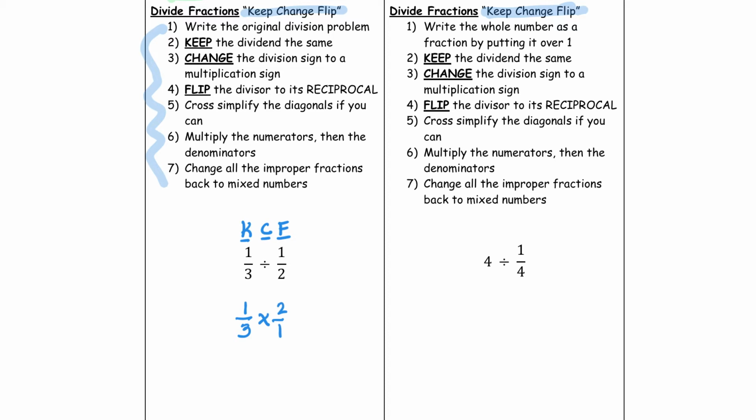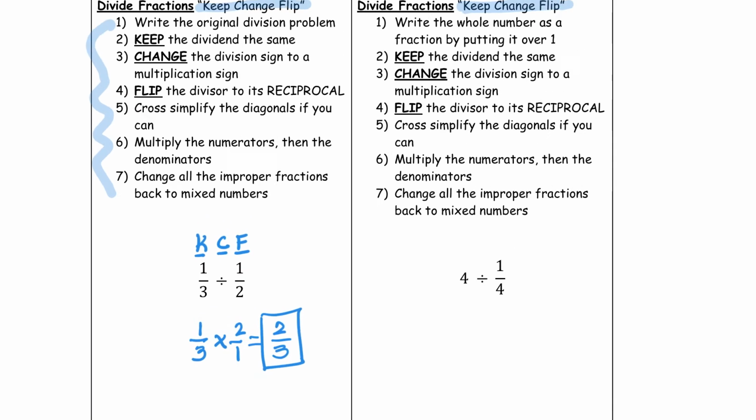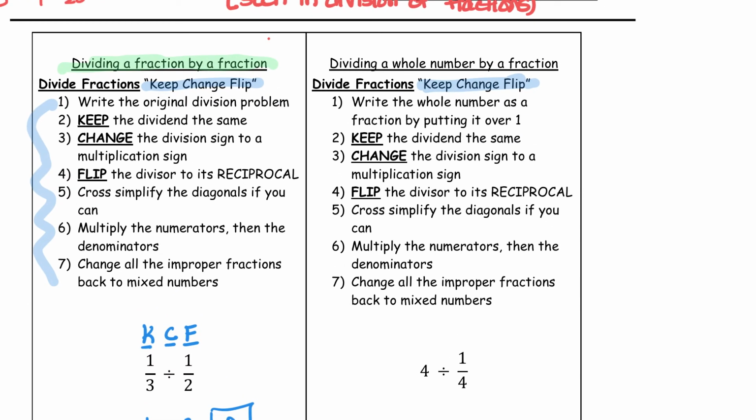But guess what the biggest mistake is that kids make? They start flipping everything and changing everything. So you really have to be on your toes, and you really have to pay attention to what you're doing with the multiplication and division of fractions. All right, let's finish this one up. 1/3 times 2/1. Final answer is 2/3. And we are done. Let's look at the next one.